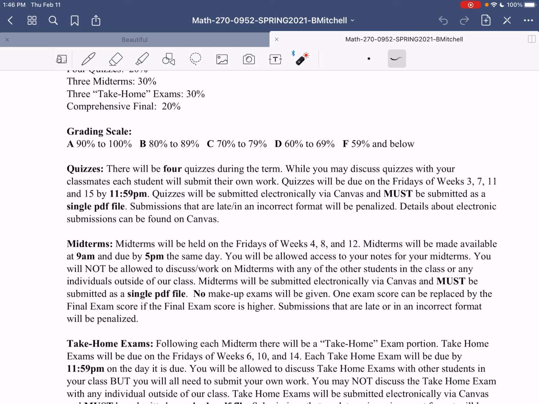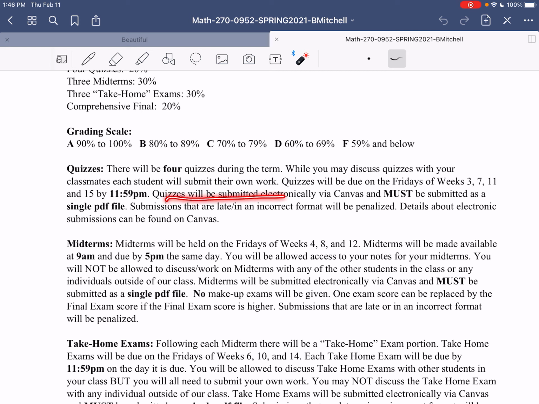Quizzes will be due on the Fridays of weeks 3, 7, 11, and 15 by 11:59 p.m. So already here, and we'll see this at the end of our syllabus as well, all the dates for your quizzes, your exams, everything's already set, so you exactly know what to expect over the next 4 months.